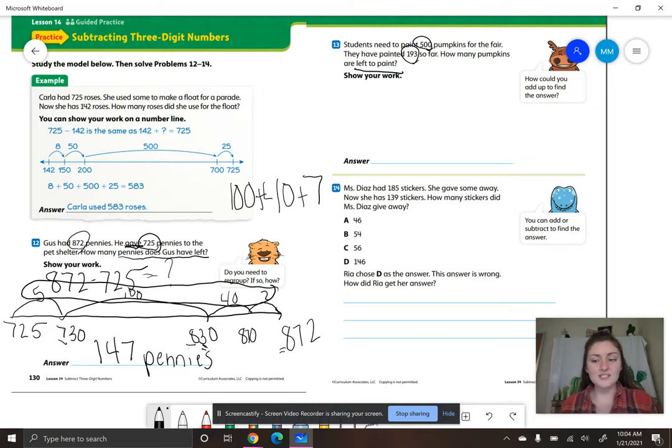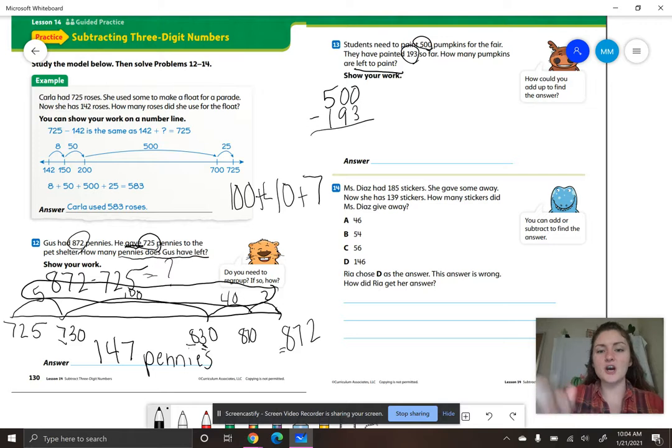That word left tells me I'm doing what? I am subtracting. So that means that my numbers, one of them is going to be my whole, and the other is going to be the part that I'm taking away. What is our whole number? 500. So 500 is my whole. And what is the part I'm taking away? 193.